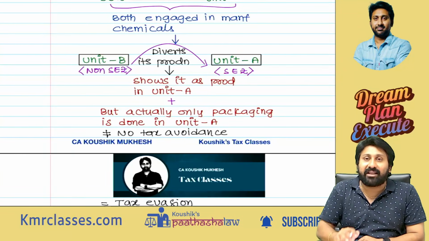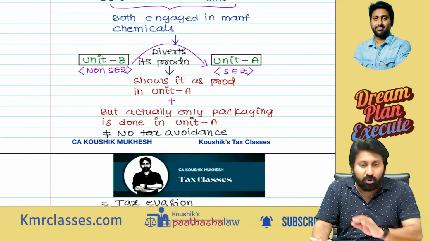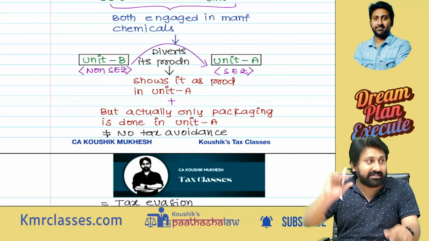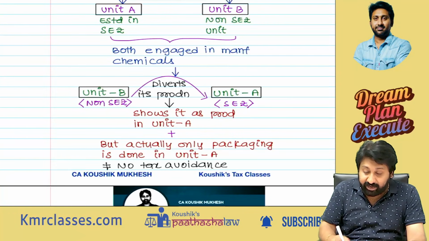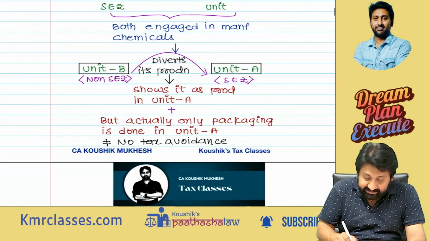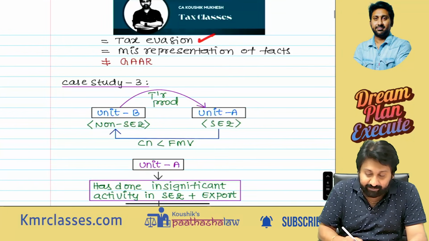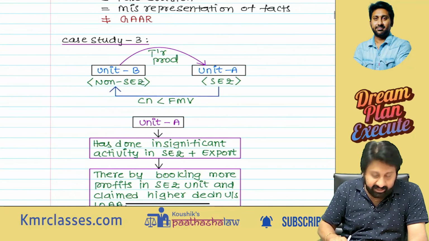But actually in Unit A nothing is done. No manufacturing done, no production done, no processing done. Only packaging and labeling was done. And as if everything has been done in Unit A, they wanted to claim a deduction under 10AA. This is a tax evasion. It is a misrepresentation of fact. GAAR does not apply.